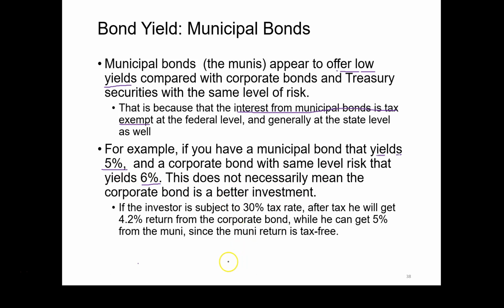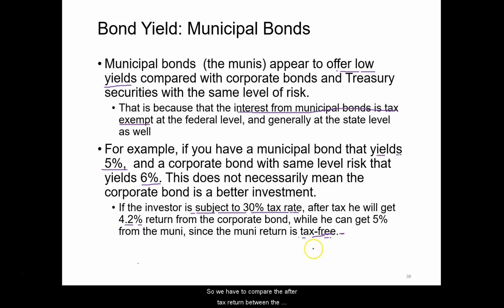Not necessarily. For example, if the investor is paying a 30% marginal tax rate, then after tax, his 6% return from the corporate bond actually will be 4.2%. That's 6 multiplied by 1 minus 30%. So 4.2% is actually lower than the 5%. The 5% from the muni before tax is 5% after tax because it's tax-free.